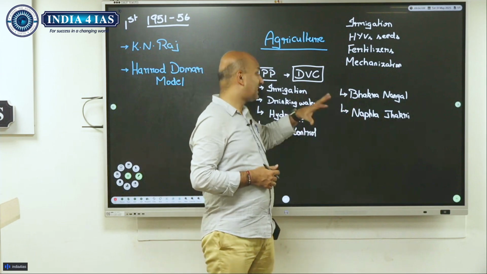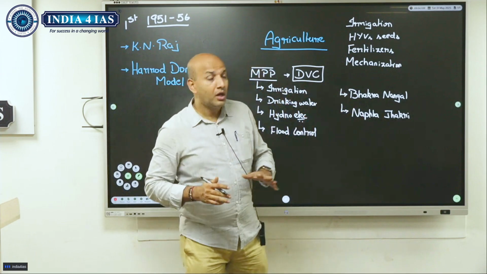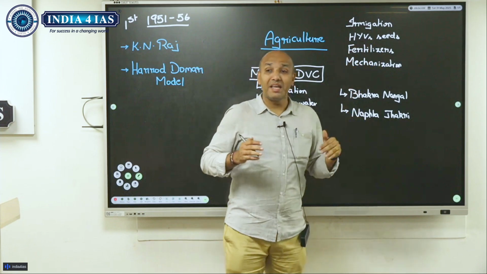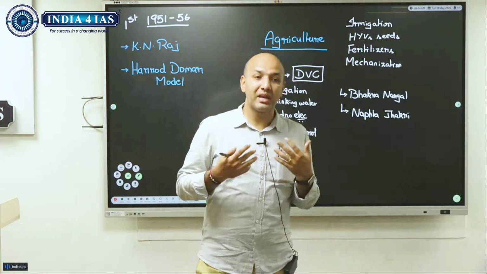Okay, so this ensured very good irrigation. Government focused on high yielding seeds, on fertilizers. Government encouraged farmers towards more and more mechanization.